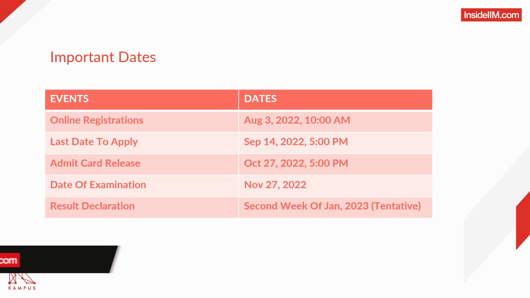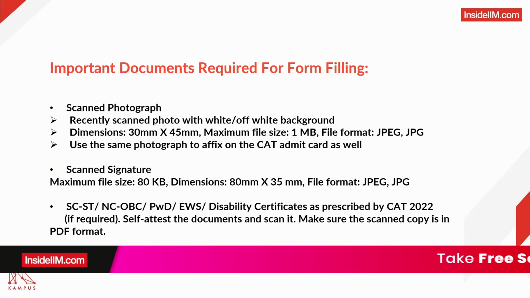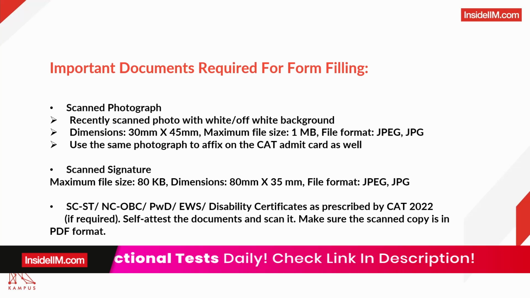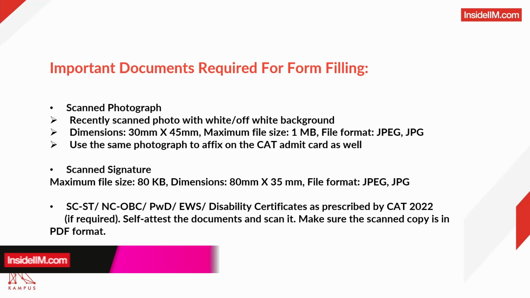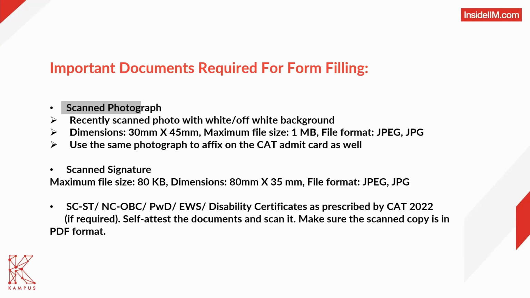Before you start the registration process, there are some important documents that you need to keep handy in order to avoid any last-minute hassle. Let's take a look at what these documents are. The first thing which you will need is a photograph. The photograph should not be more than 6 months old. Also, please take into account the dimensions, format, and file size required for submitting your photograph. Ensure that you affix the same photograph on your CAT form also.